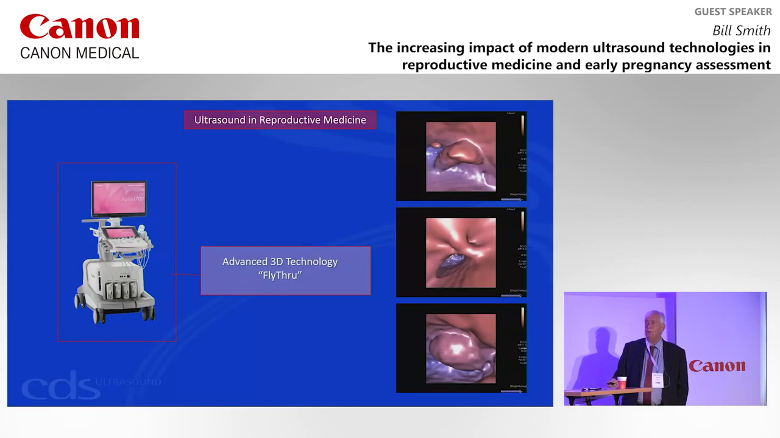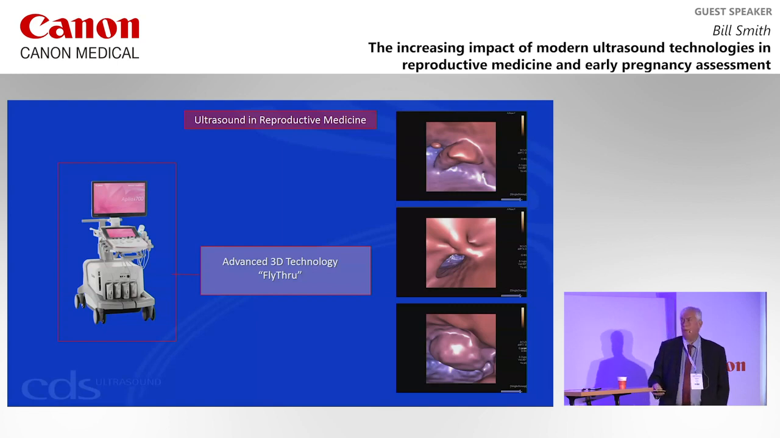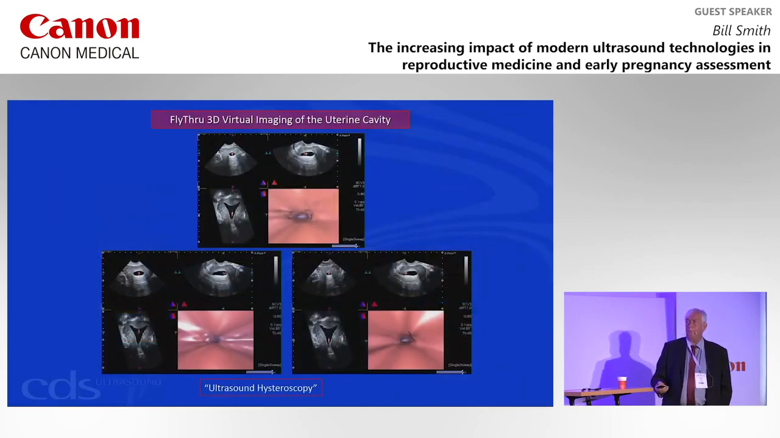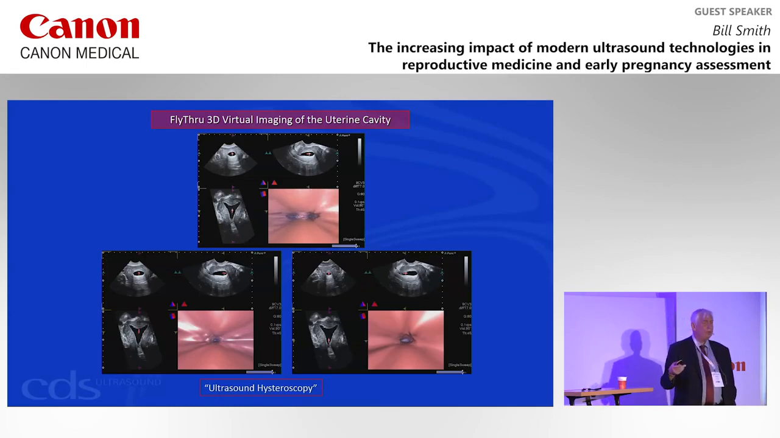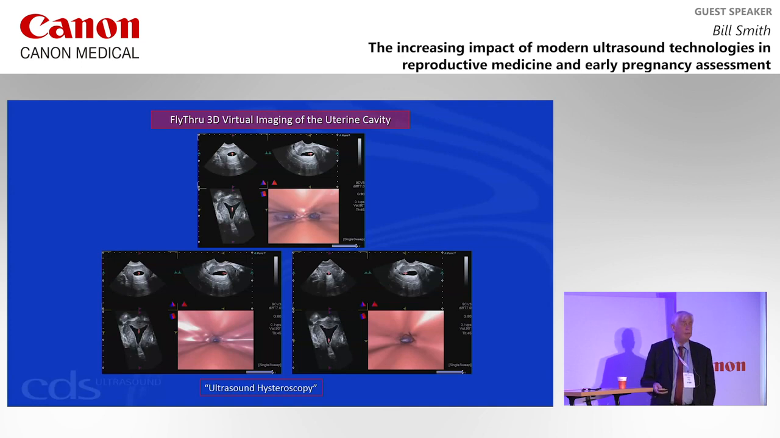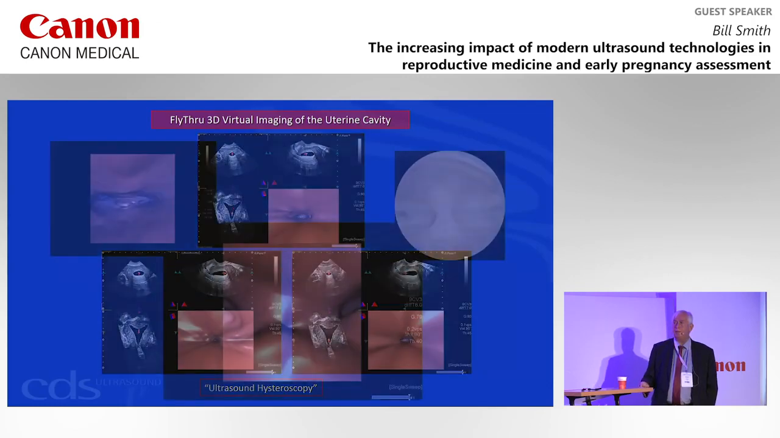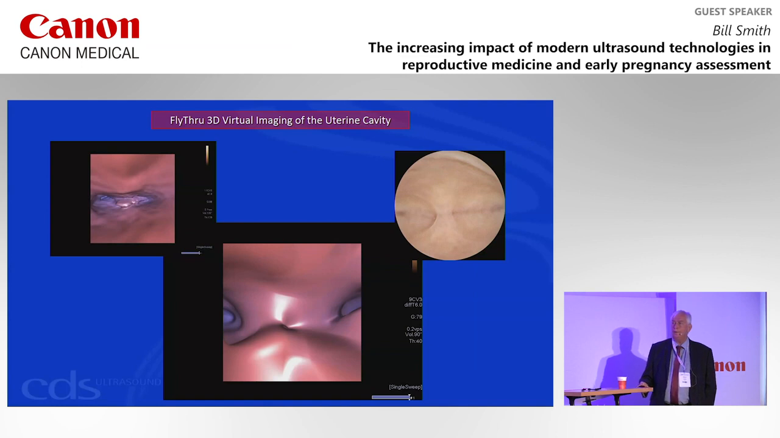And it brings us finally on to fly-through. And the fly-through's been of tremendous value in our unit, not just in terms of assessment of the cavity. So this is virtual imaging of the cavity, and it's like a hysteroscopy. This is really ultrasound hysteroscopy, but we can be absolutely certain that that cavity is normal. And this is actually looking at the cavity from the other way, looking from the fundus down towards the cervix. So we're absolutely sure that cavity is normal.